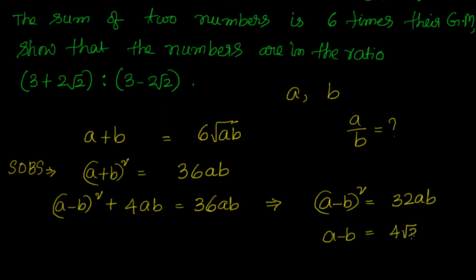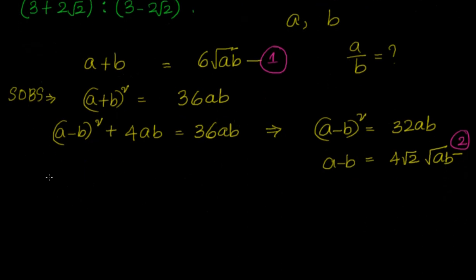or a minus b is equal to 4 root 2 into root of ab. Now we have a plus b, we have a minus b. So we have two equations and two variables. So this is a plus b and this is a minus b. Now let's simplify this. I will write a plus b is equal to 6 root ab. a minus b is equal to 4 root 2 root of ab.